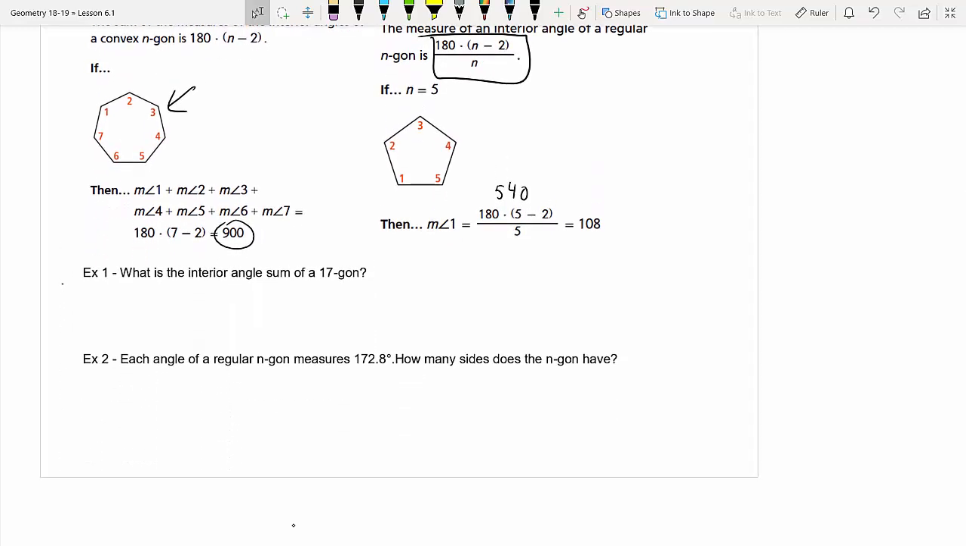So I've got 2 examples here that I'm going to step you through, and this is really how the process works. They want to know the interior angle sum of a 17-gon. I actually do not know the name of that figure. But all you would do is 17 minus 2. You're going to multiply that by 180 degrees. So simple arithmetic to start out. 17 minus 2 is going to give me 180 times 15.